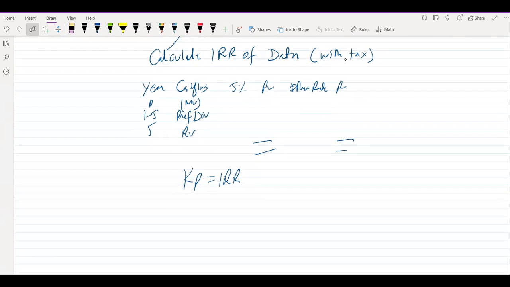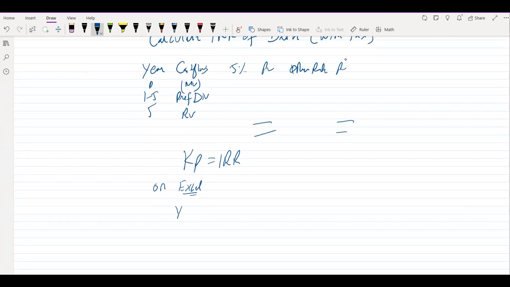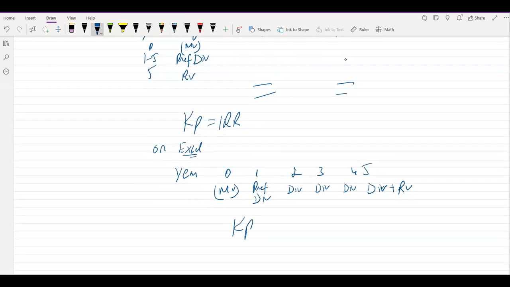On Excel, for example, it has a life of 5 years. So how to calculate? Market value, preference dividend, dividend. In last year, dividend plus preference redemption value. IRR, select all cells.